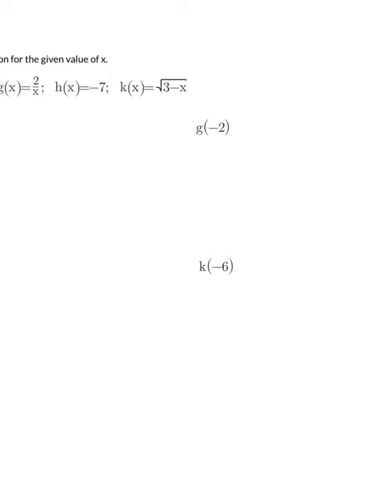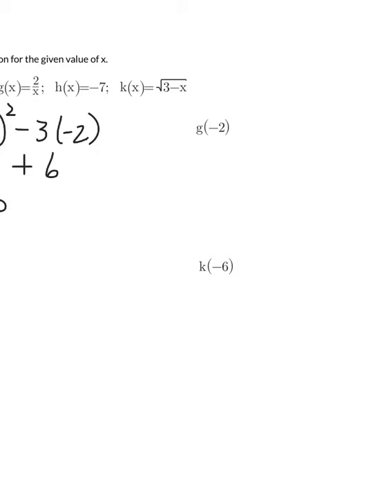Negative 2 quantity squared minus 3 times negative 2. Now, using order of operations to evaluate here, negative 2 squared, negative 2 times negative 2 is positive 4. We take care of that exponent. And then negative 3 times negative 2 makes positive 6. And 4 plus 6 makes 10. So f of negative 2 is equal to positive 10.